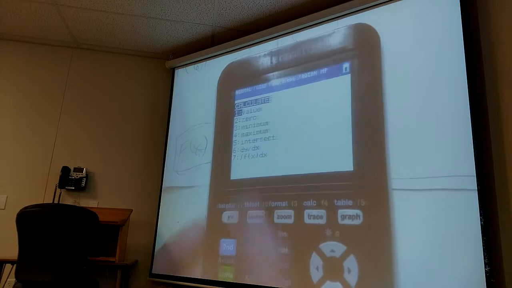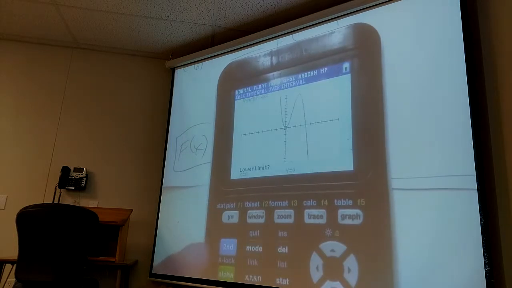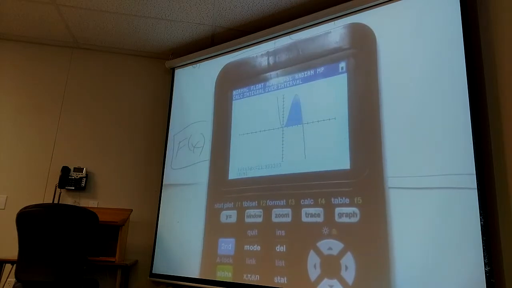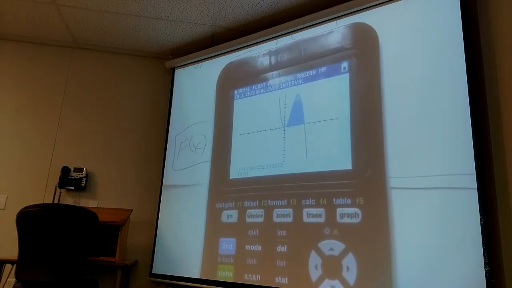So if we do this, number 7, now watch. 7, lower bound, lower limit, 0. I'm going to go from 0. Upper limit, 4. Now watch what this does. This is so kick-ass. Shoop. There. So the actual answer is 21.3333. And what did we get with only 4 rectangles? Our approximation was 20. That's already really good.